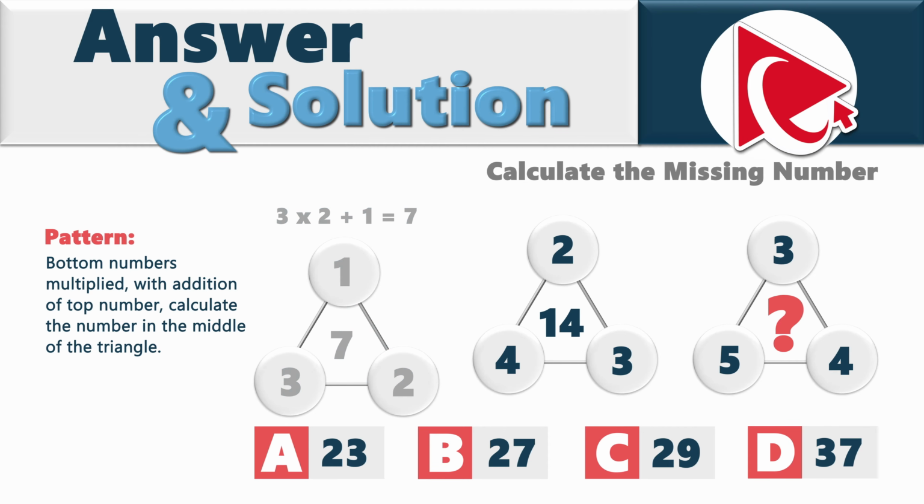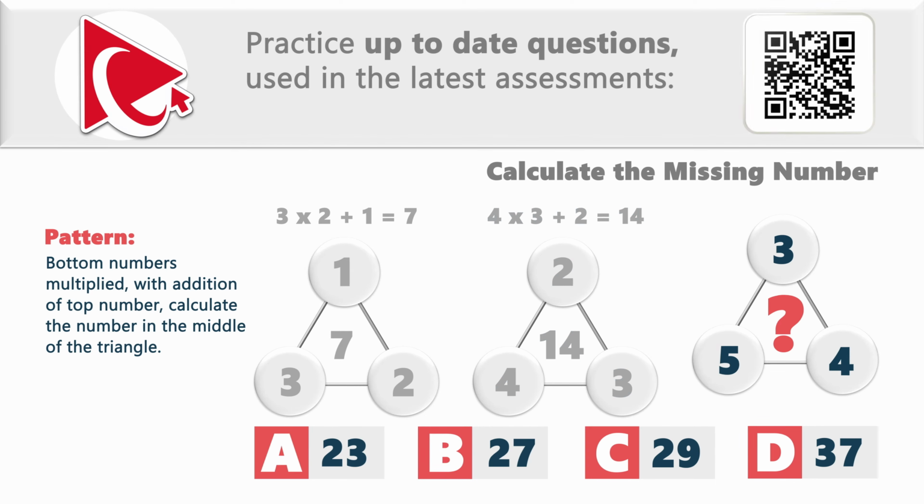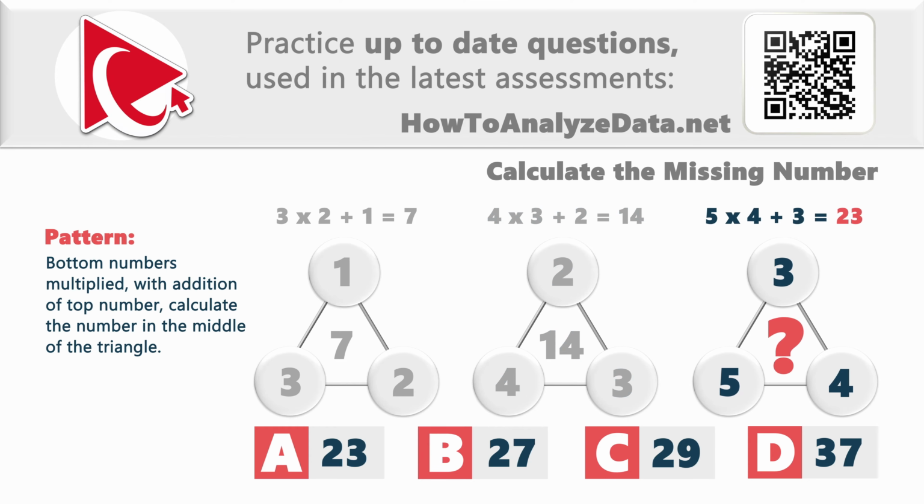Let's verify this pattern with the middle triangle. 4 multiplied by 3 plus 2 equals 14. And now we can calculate the missing number. 5 multiplied by 4 plus 3 equals 23. So the correct answer here is choice A, 23.